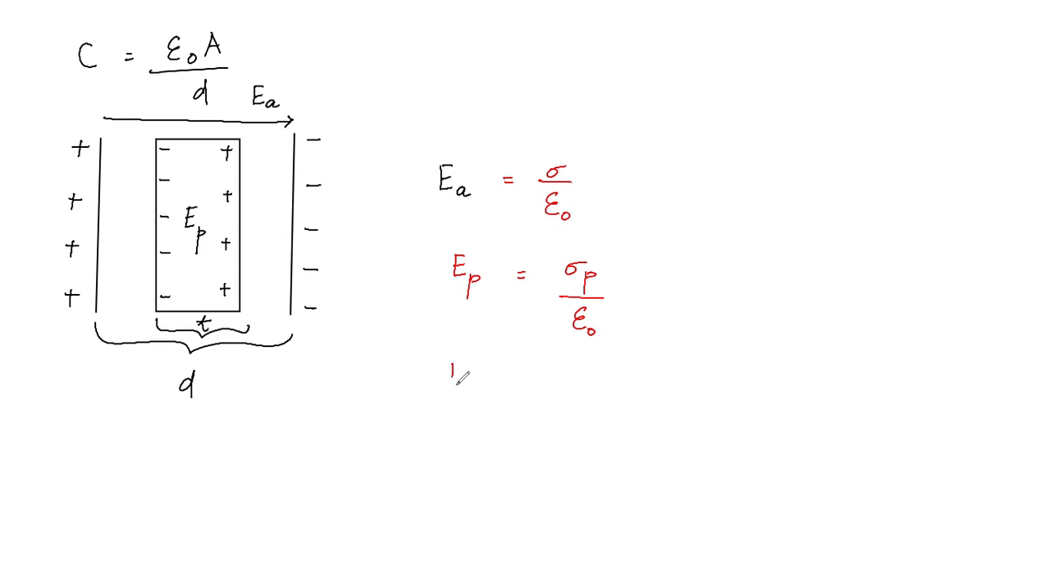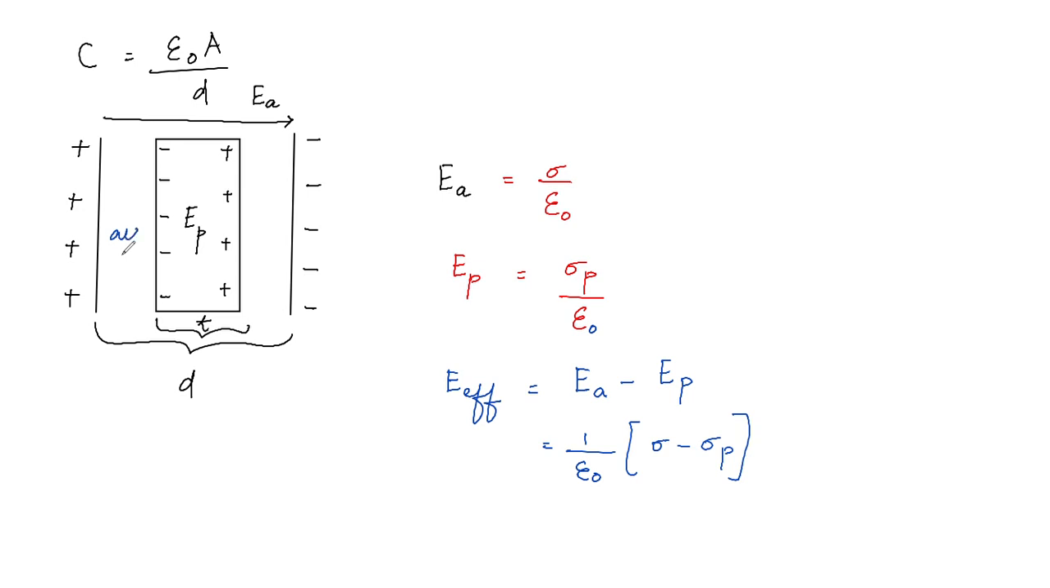So what is going to be the effective field? E effective will be equal to the applied field minus the polarized field. So this is 1 by epsilon naught into sigma minus sigma p. Correct, children? Yes or no? Yes, ma'am. This is going to be the net field that is going to be created inside the dielectric.